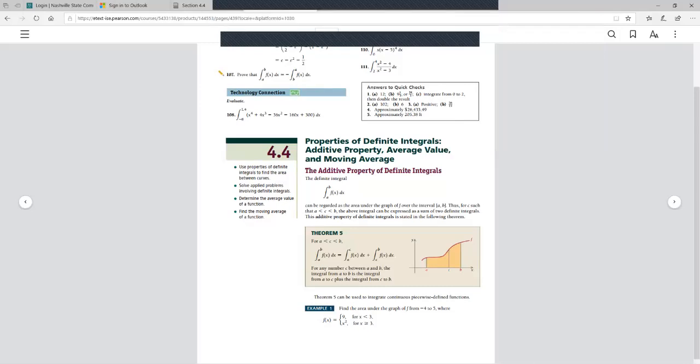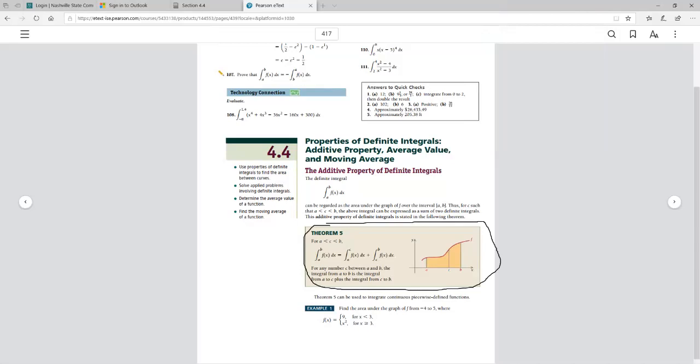Section 4.4 is in many ways just a continuation of what we learned in the previous lecture. 4.4 deals with properties of definite integrals, which we already know how to solve. Let's just build on what we learned by first focusing on Theorem 5.